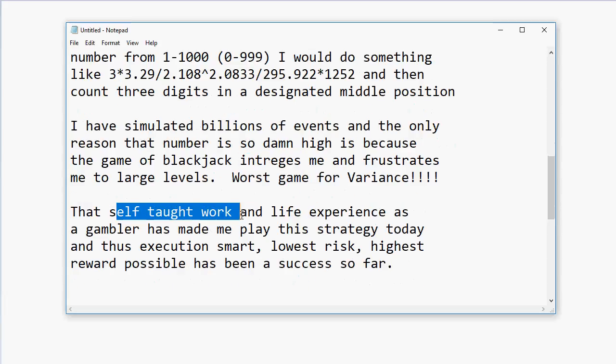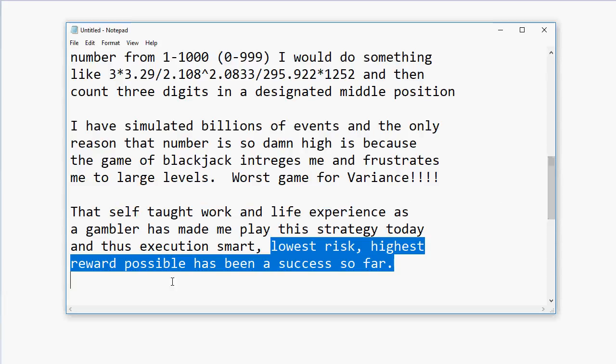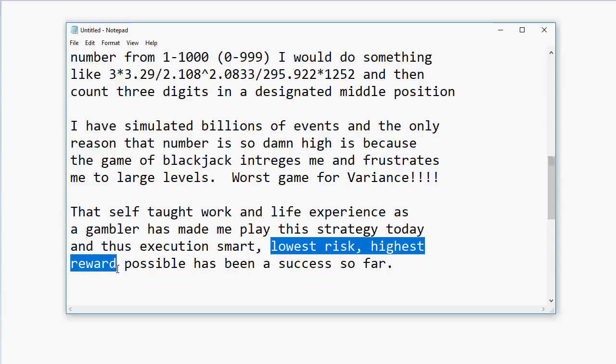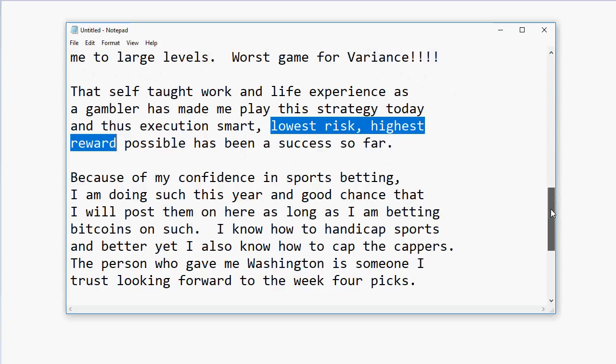That self-taught work and life experience as a gambler has made me play this strategy today, and thus execution, smart, lowest risk, highest reward possible, and it has been a success so far. There's no way you can win unless you take some sort of risk, but how do you implement it so that you have it within this strategy? It's not easy, but it's actually not that difficult for me right now as well.